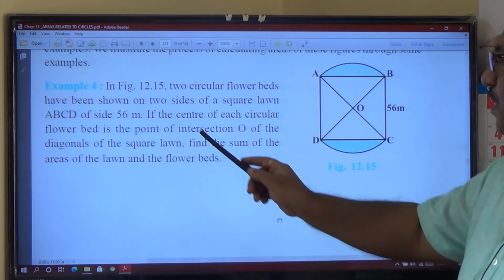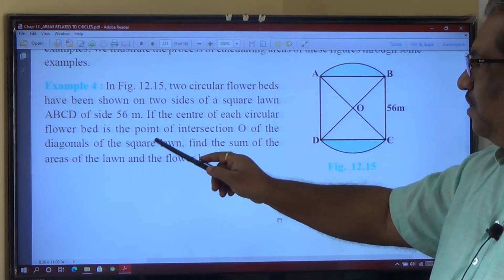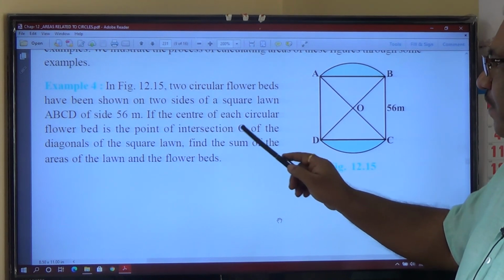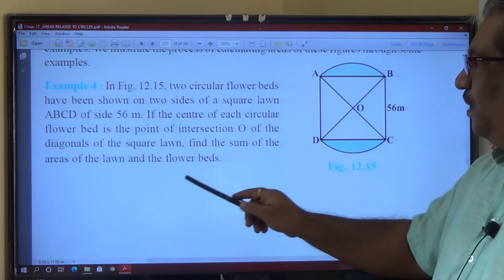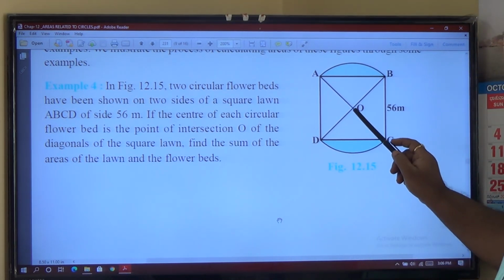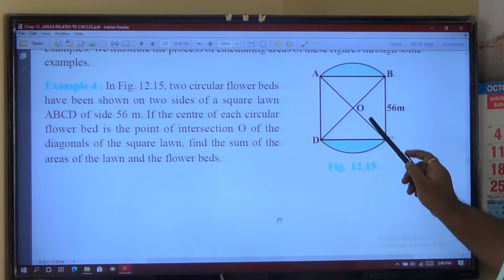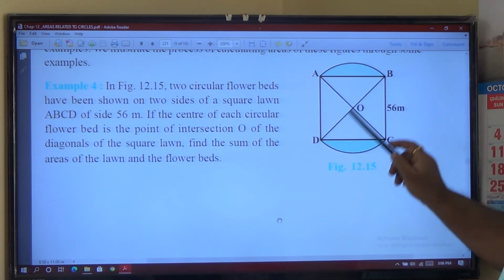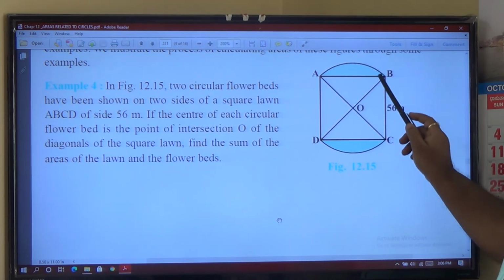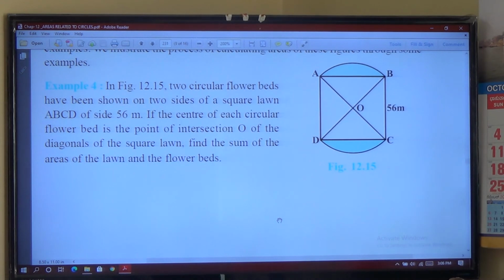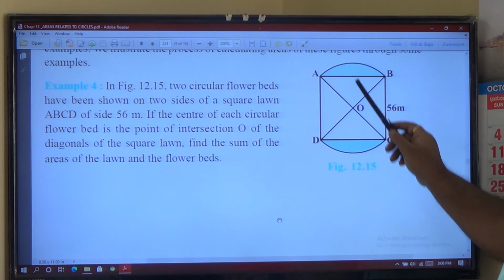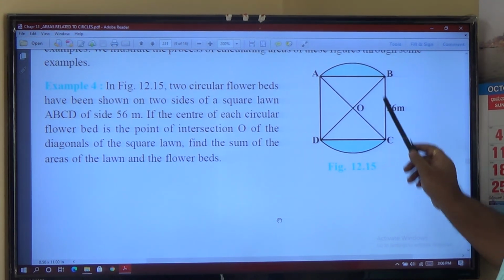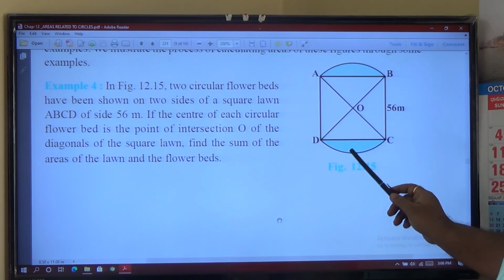edges of the square. If the center of each circular flower bed is the point of intersection O of the diagonals of the square lawn, find the sum of areas of the lawn and the flower beds. See here, O is the intersection point of these diagonals, and O is the center of this circular portion. So OA will be the radius of this circular arc, the circular portion. So what we have to find out is the area of the square lawn plus the area of the flower beds, is the question asked.